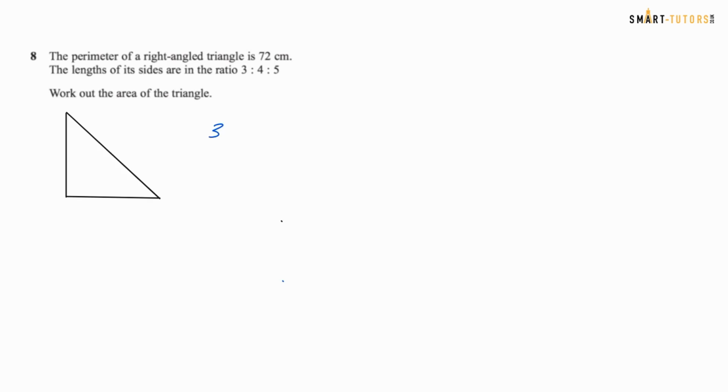Now the ratio parts is 3:4:5. So if you add all the ratio, 3 + 4 + 5, which is 12. So I'm going to divide the 72 centimeter into equal parts of 12, which I get 6 centimeter each.